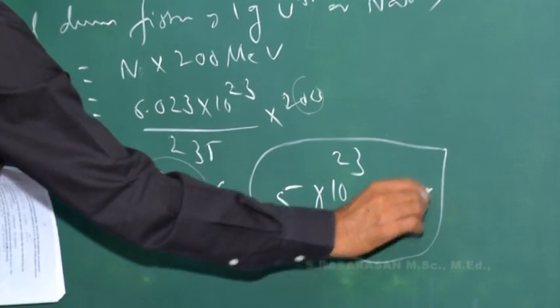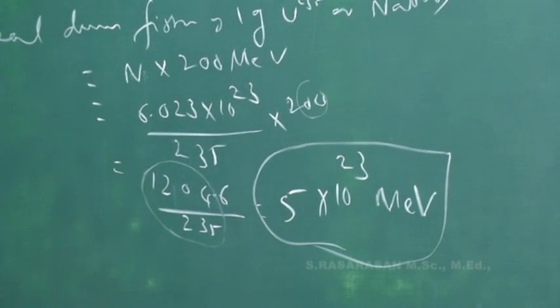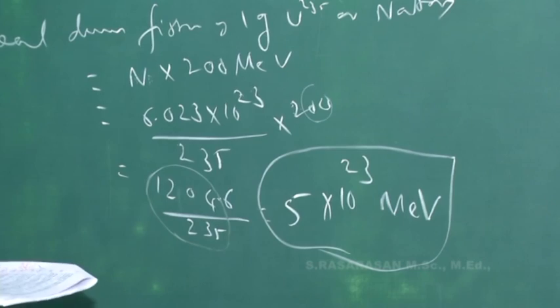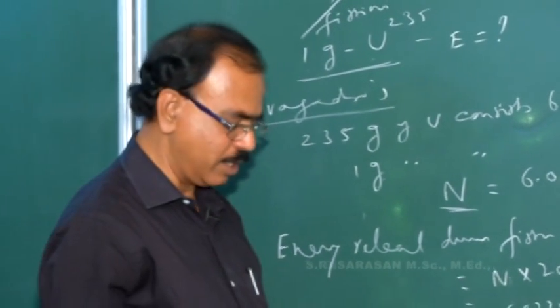million electron volt. When 1 gram of uranium undergoes nuclear fission, this much energy must be released. 5 into 10 power 23 million electron volt. It is in option C.